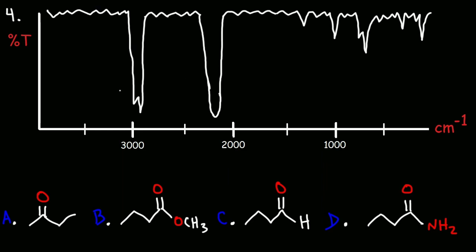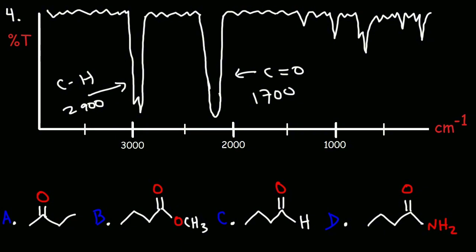So let's identify the signals that we have. We have an alkane CH stretch with a signal of around 2900. And we do have a carbonyl, or carbonyl CO, stretch with a signal at 1700. Those are the two main signals that we have. So with this information, can we identify the right answer?